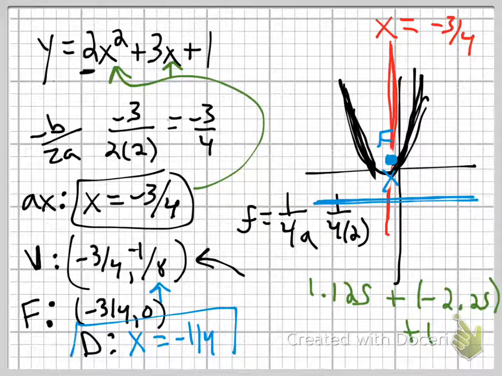So if you are a person who likes to memorize stuff in a vertical parabola, you're always going to add and subtract from the y value of your vertex. And that's really it. That's all we need to do. We'll save domain and range for another video.